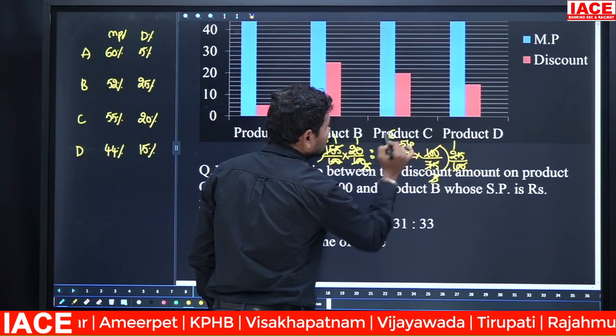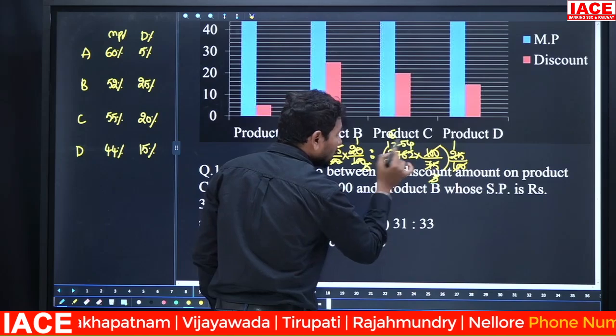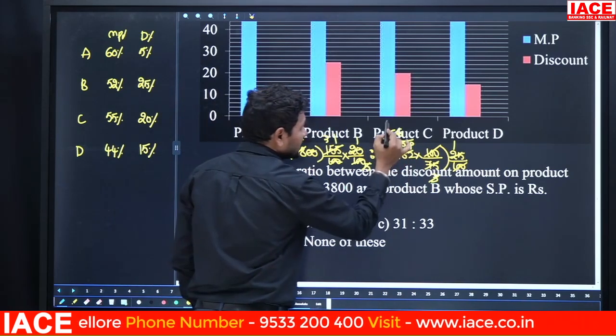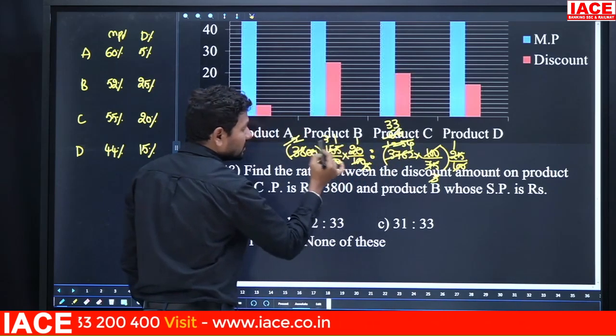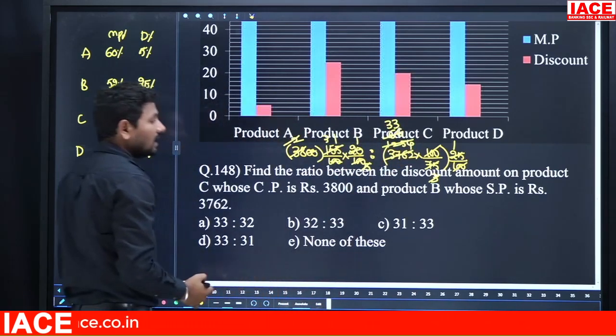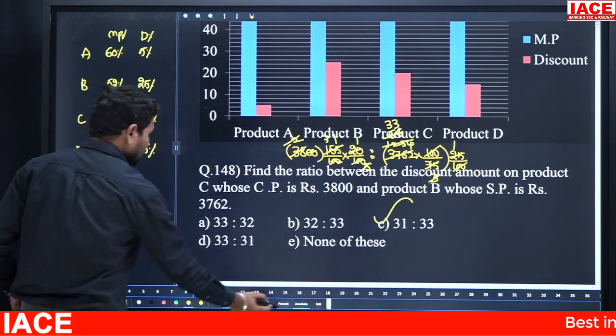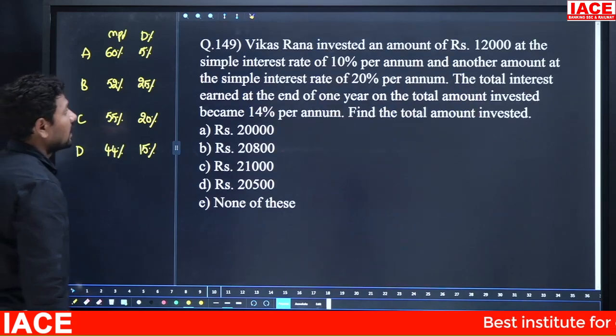Here 19 6s is 114. Again you will get 114, 19 6s. Okay, then 2 to 66 how many times? 33 times. Here the value is 31, here the value is 33. Then 31 is to 33 means option C. Option C here. Yeah, the data is completed.